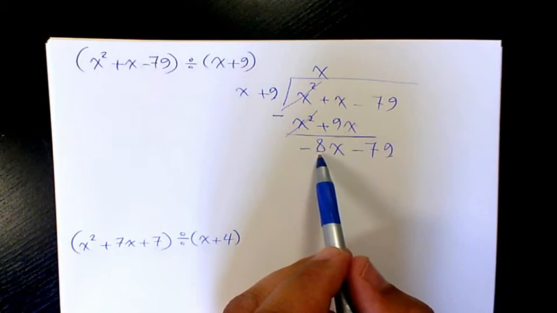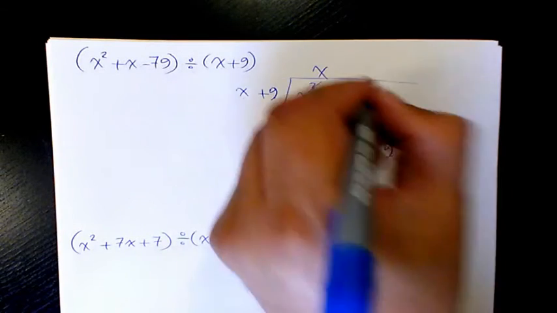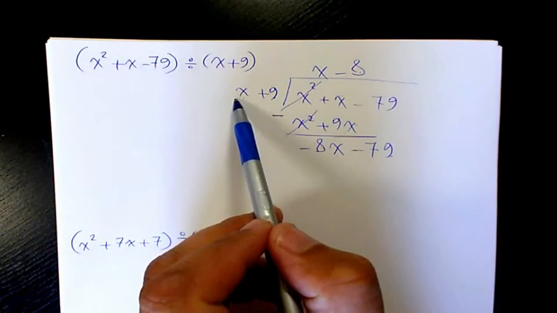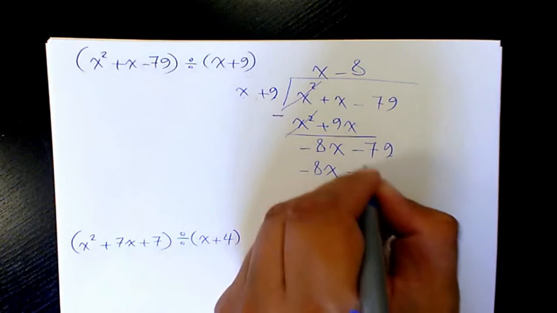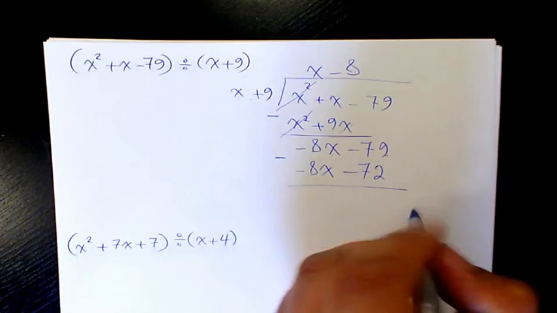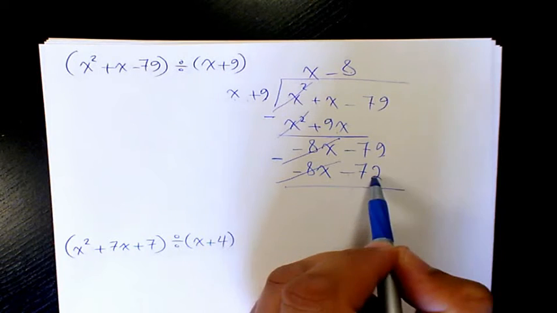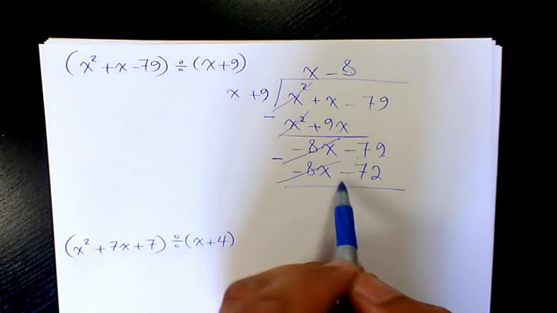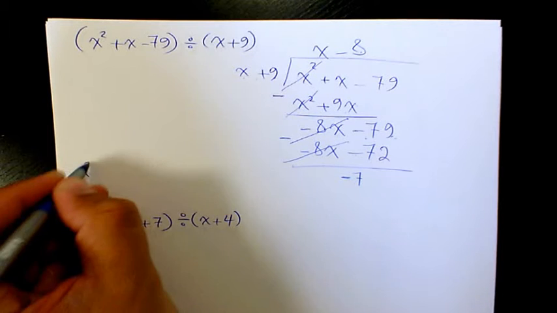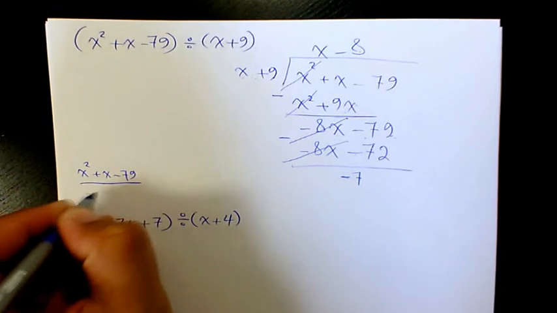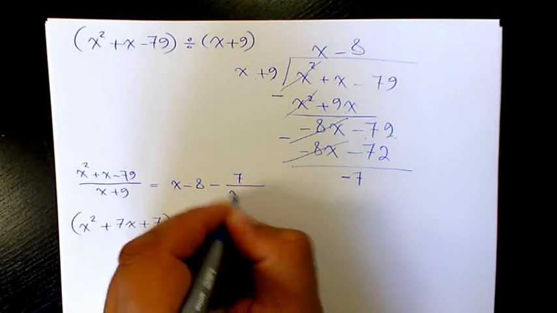Then the largest term is negative 8x divided by x, which is going to be negative 8. Then negative 8 times x is going to be negative 8x. Negative 8 times positive 9 is going to be negative 72. Then when you subtract it, these two cancel out. And you have negative 79 minus negative 72, so it's going to be negative 79 plus 72, which is negative 7. So you can write it as x squared plus x minus 79 divided by x plus 9. That will be x minus 8 minus 7 over x plus 9.